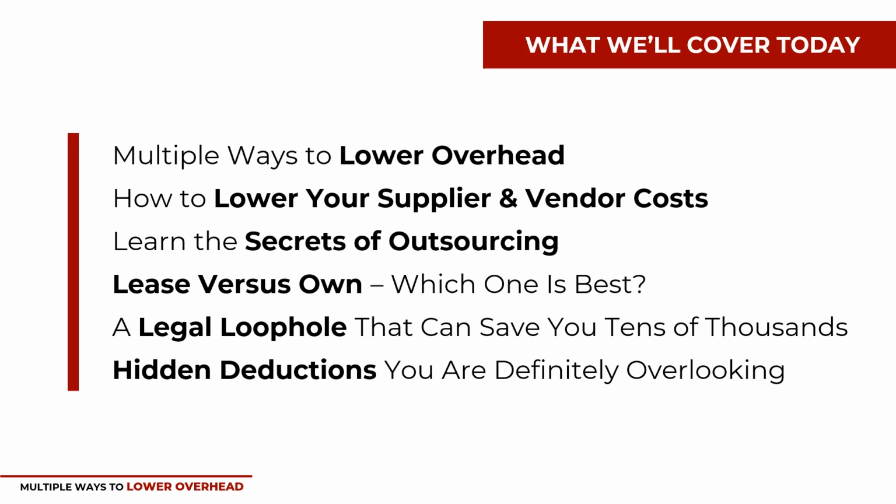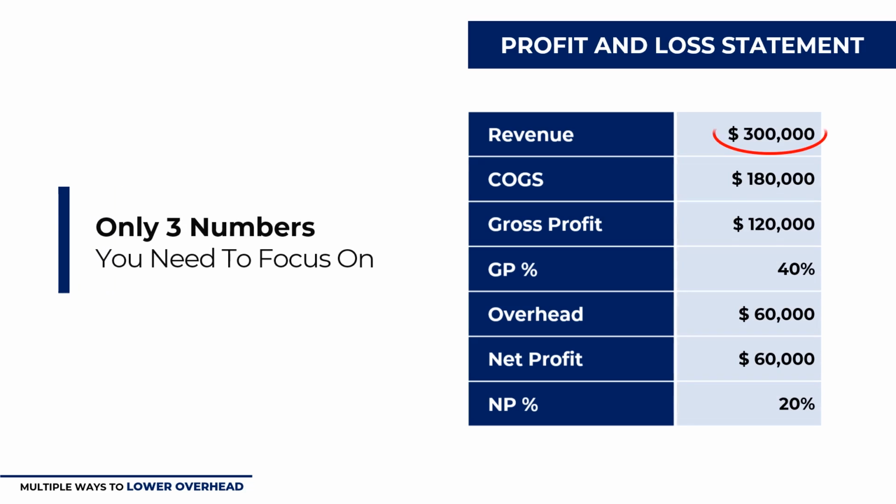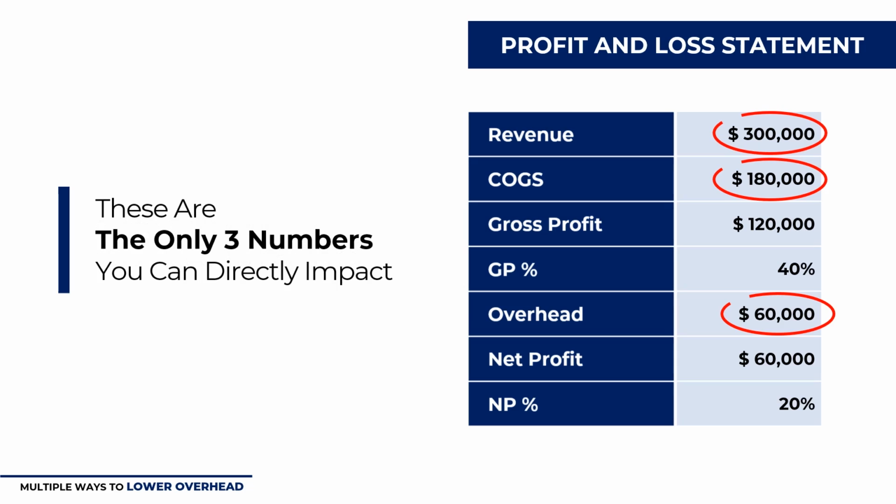So let's get started. As we previously explained, there are only three numbers that you really need to focus on in any P&L statement. They're the ones highlighted in red: revenue, COGS, and overhead. Now, the reason these three are so important has to do with the simple fact that these are the only three numbers in your P&L that you can directly impact. The remaining four numbers are all determined by these three.